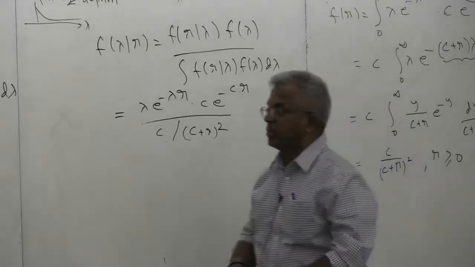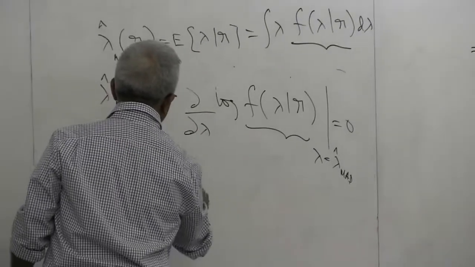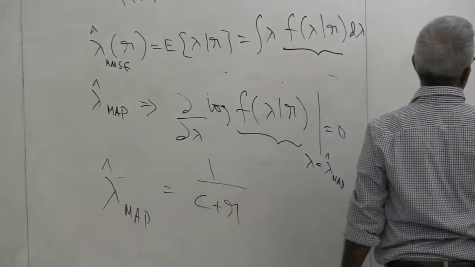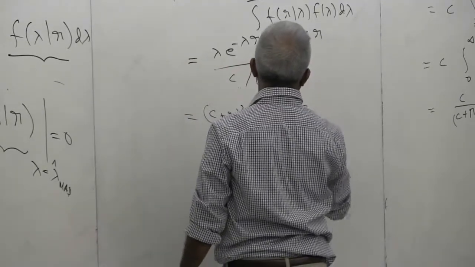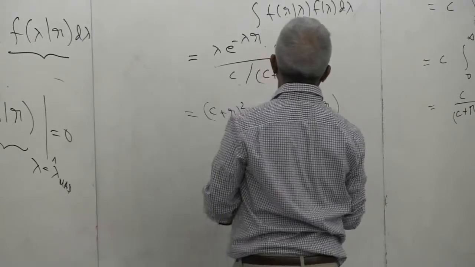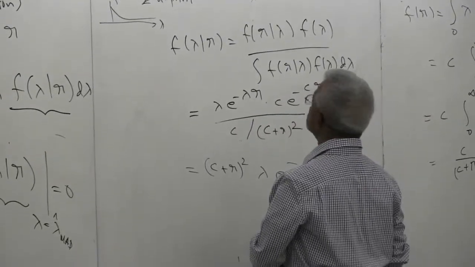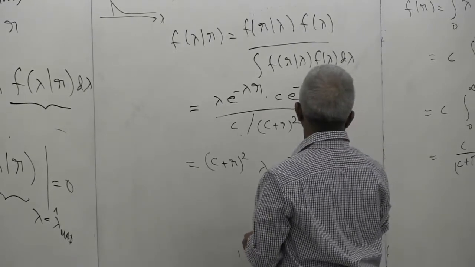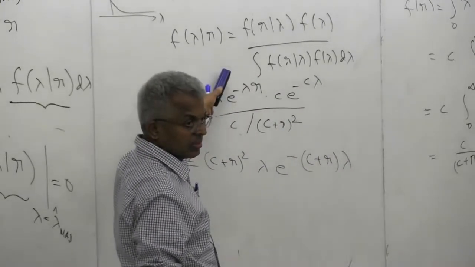All right, so I'm just quoting the result here. We had lambda hat MAP, you had already done it, is 1 over c plus r. Right? So this is now c plus r the whole squared, lambda e raised to minus c plus r lambda. So this is this density function, right? Yes?